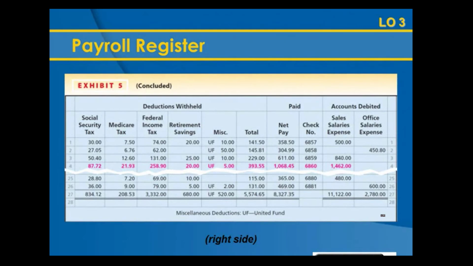The last two columns of the payroll register are used to distribute the total earnings to one of the two salary expense accounts, sales salaries or office salaries. The payroll of $13,902 is distributed as $11,122 to sales salary expense and $2,780 to office salaries expense.